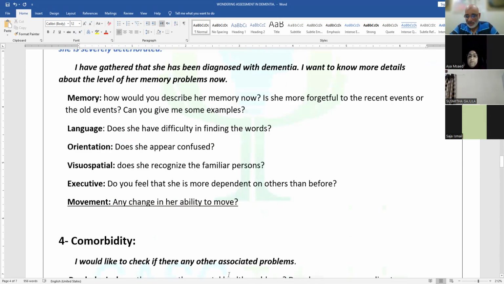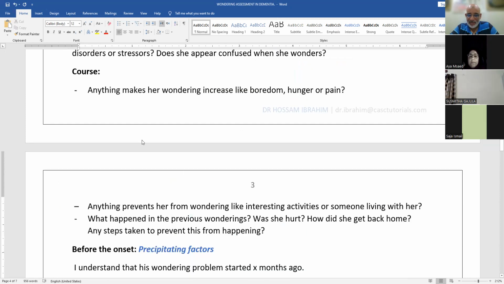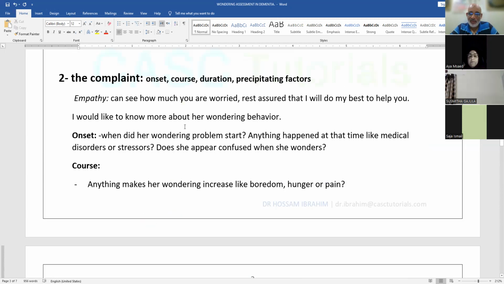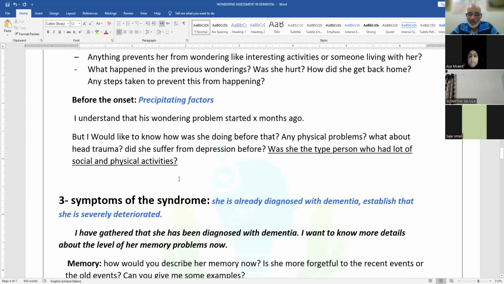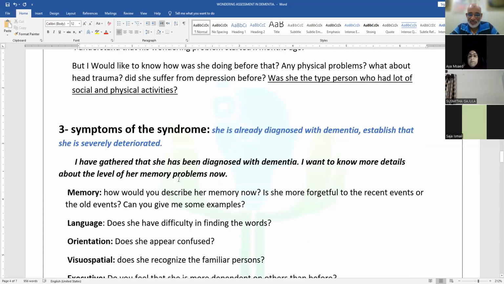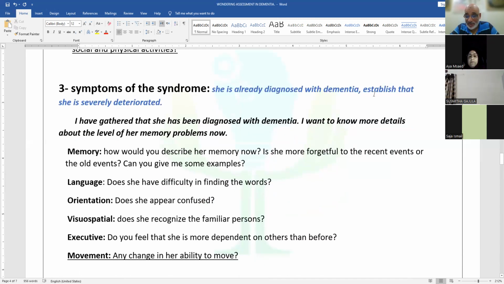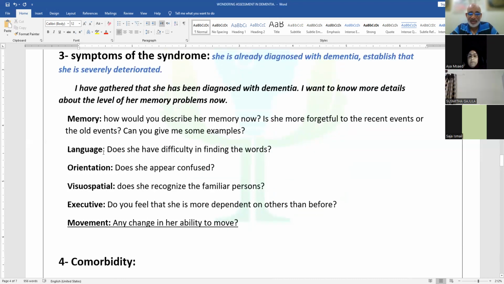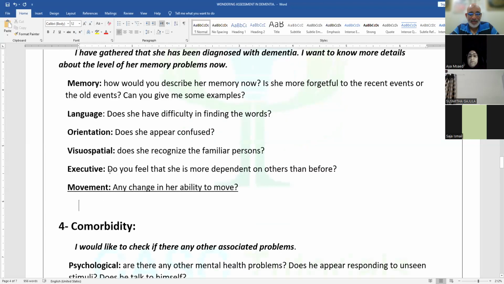Are you with me, doctor, so far? So we have finished the complaint, which is the wandering. And then we want to know more about the symptoms of the syndrome, which is the dementia. Okay, she is already diagnosed with dementia, but establish that she is severely deteriorated. You want to know the memory problems, if she's able to express herself. Does she appear confused? Does she recognize familiar friends? She is already getting lost, so most probably the visual spatial abilities of this patient are deteriorated. Okay, and her executive functions, they feel that she is more dependent than before.